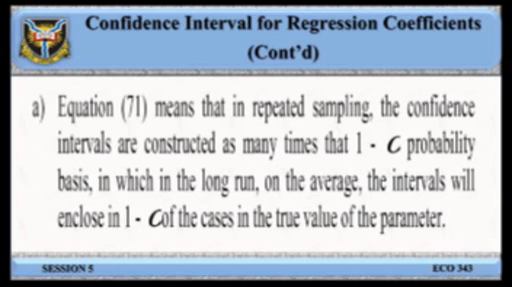Equation 71 states that the probability of constructing an interval that contains beta 2 is 1 minus alpha. B, the interval is a random interval, that is, it will vary from one sample to the next because it is based on the beta 2 estimator, which is random. C, equation 71 means that in repeated sampling, confidence intervals are constructed many times with 1 minus alpha probability, in which, in the long run, on average, the intervals will enclose the true value of the parameter in 1 minus alpha of the cases.